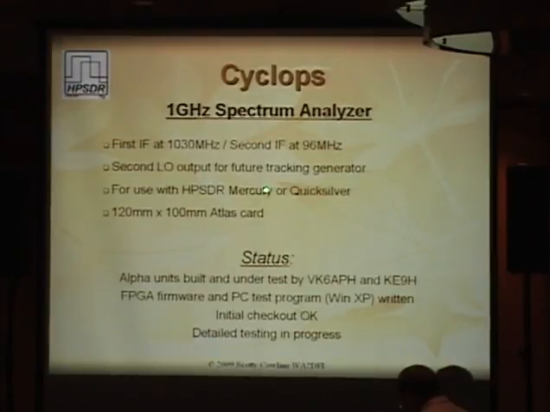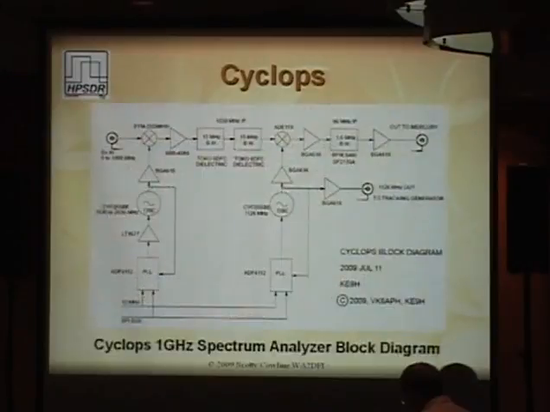It's for use with Mercury, or you could use Phil Covington's Quicksilver. It does have a second LO output for use with a tracking generator if you so desire. And we have an alpha unit under test now by Phil and Graham. FPGA firmware and the test program are written, and they're doing the detailed testing now, and this is a block diagram of Cyclops.